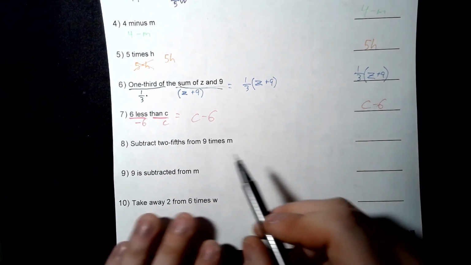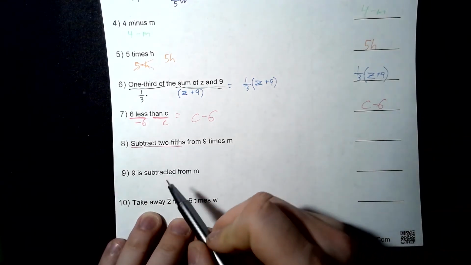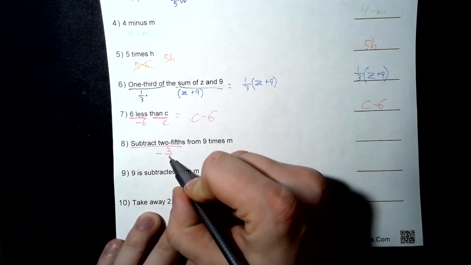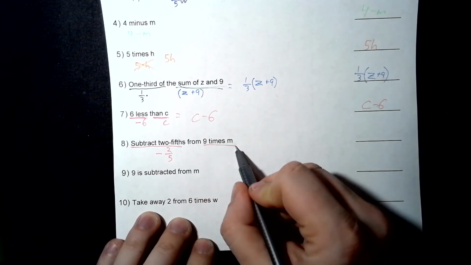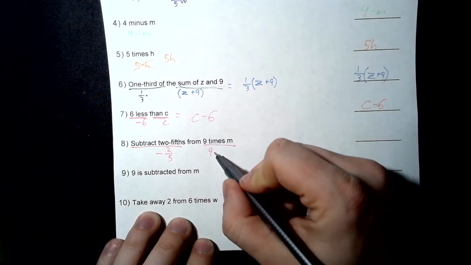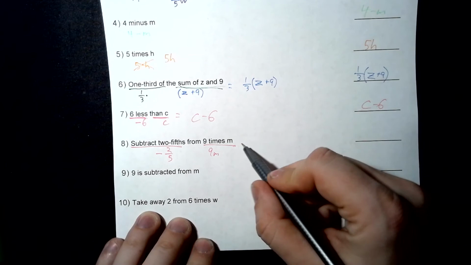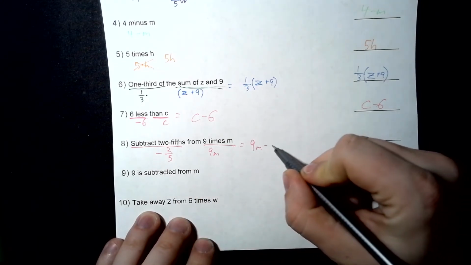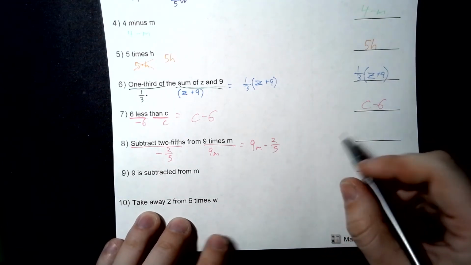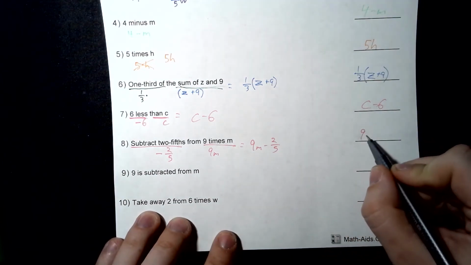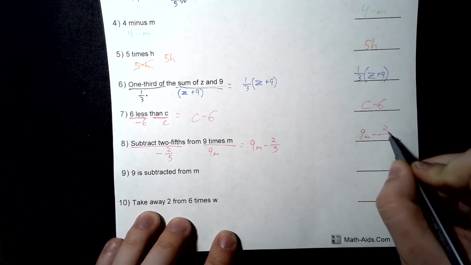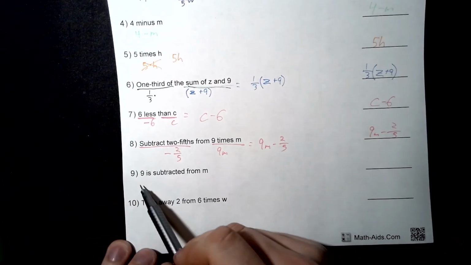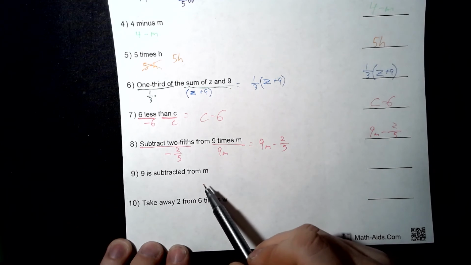For number 8, it says subtract 2/5. Well, okay. Subtract 2/5 from 9 times m. Okay, well let's rearrange that because that's clearly in the wrong order. Boom, there we go. 9m minus 2/5.